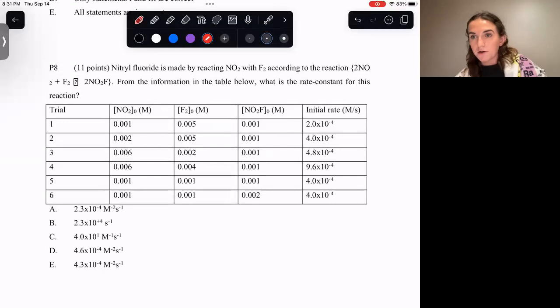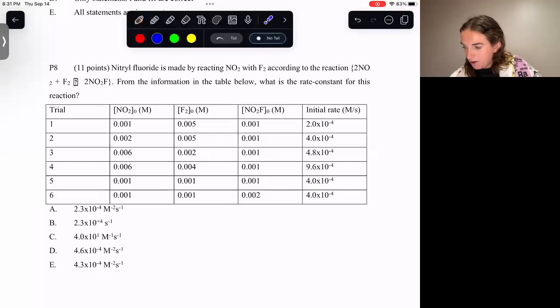The thing that you want to look for when you have more than one reactant, or even more than two reactants, is two trials in which the reactant of interest is changing concentration and the other ones are being held constant. So if we look at NO2 right here, we want to look at the 6 trials that are performed and find a time. If we're looking for this one to find the order, we're looking for it to change while the other ones are staying the same.